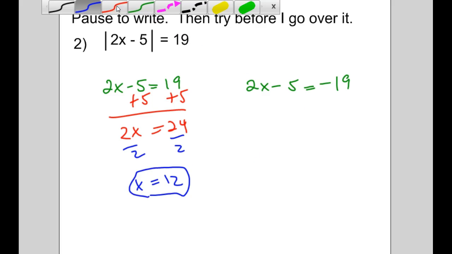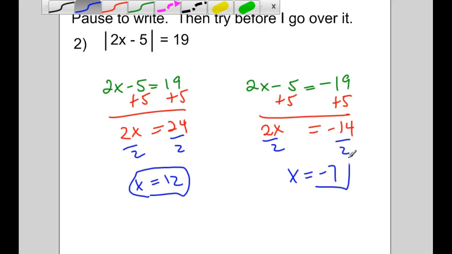This one right here, you're going to do the same idea. Add 5, and you'll get 2x is equal to a negative 19 plus 5 is negative 14. Then divide by 2, just like we did on the other one, and x will equal negative 7. There's your two solutions. If you want to check to make sure, plug them back in here. So say, for example, we check this one. 2 times negative 7 makes negative 14. Negative 14 minus 9 makes negative 19. The absolute value of negative 19 is going to be positive 19.